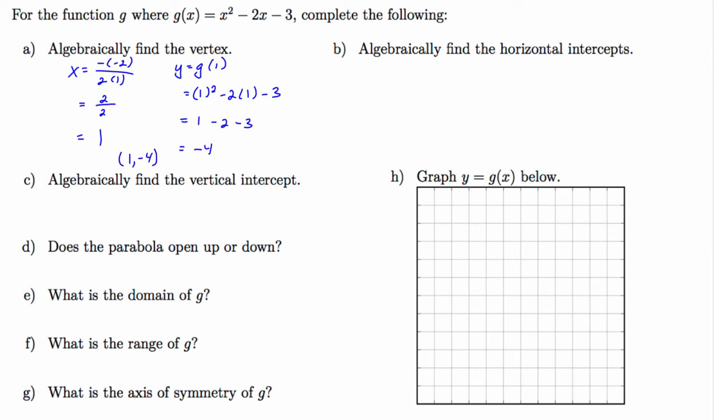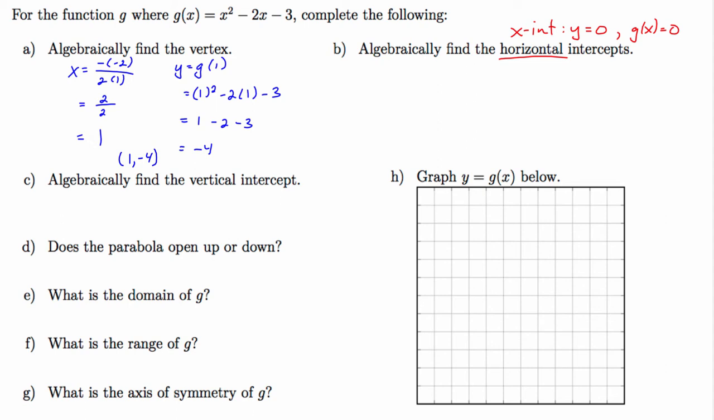In part B, we need to algebraically find the horizontal intercepts. We need to remember that the horizontal intercepts are the same thing as the x-intercepts. And we find the x-intercepts by setting the y-coordinate equal to 0. When we're dealing with a function, the way we say we're going to set the y-coordinate equal to 0 is to set the function equal to 0. So we need to set g of x equal to 0.